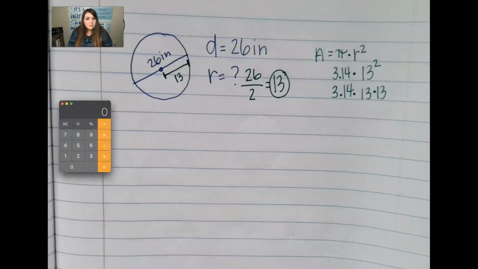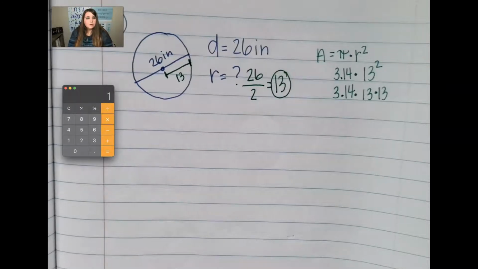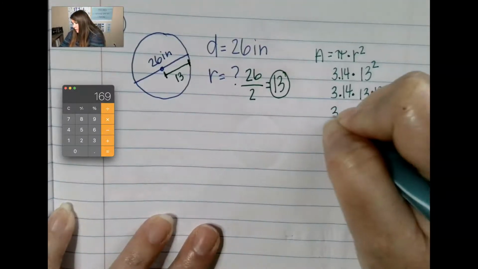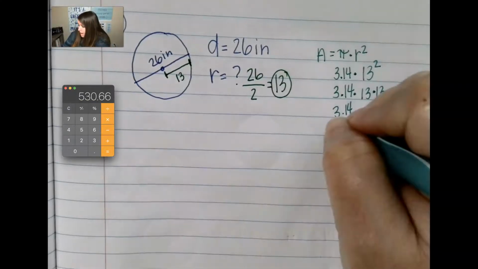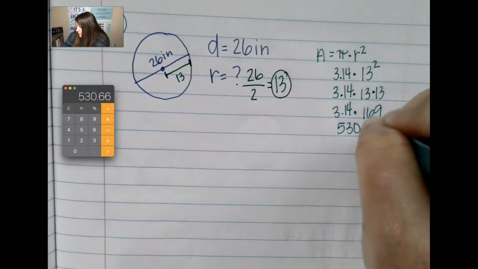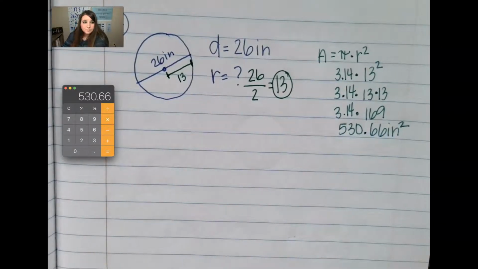So grab our handy dandy calculator. And we have 13 times 13. And that gives me 169. Now I need to multiply that by 3.14. And I get 530.66 inches. Oh my goodness, I forgot to put squared.